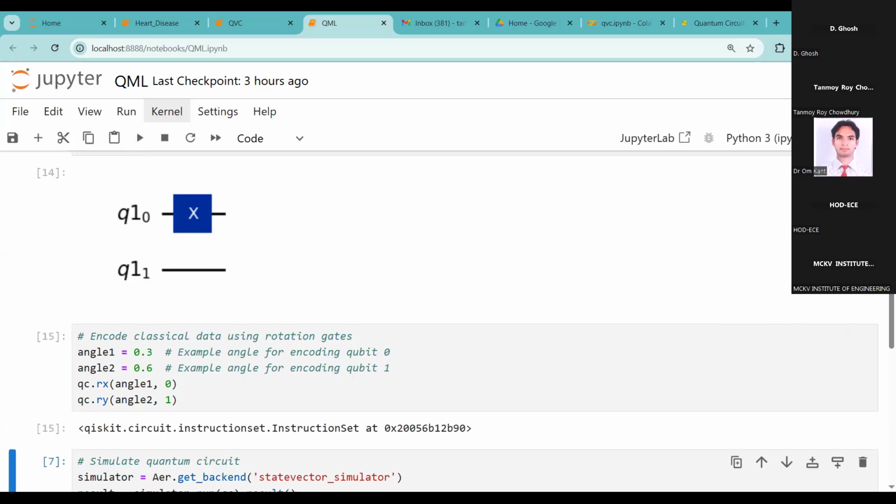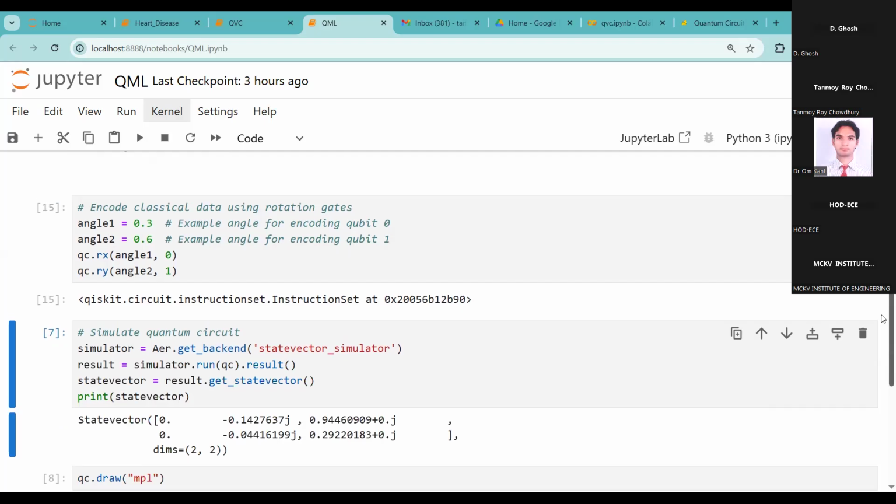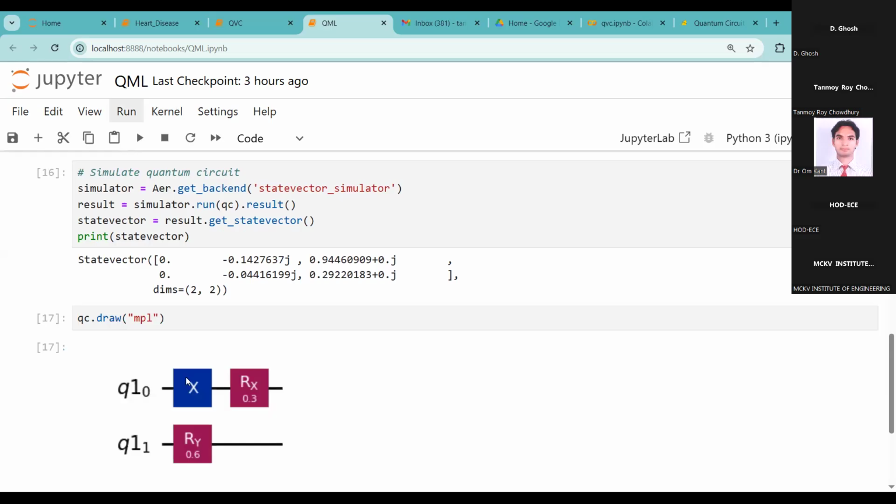And I simulate this. So I need a simulator. So the simulator is here. You can see Aer state vector. I want to get the state vector. That is, I want to get what the state is. So let me run this and I want to draw this. So look at this. First, look at the diagram. This is my diagram. So here you see for the first, you apply a NOT gate and then you apply an Rx rotation of 0.3. And in the second, you apply this.